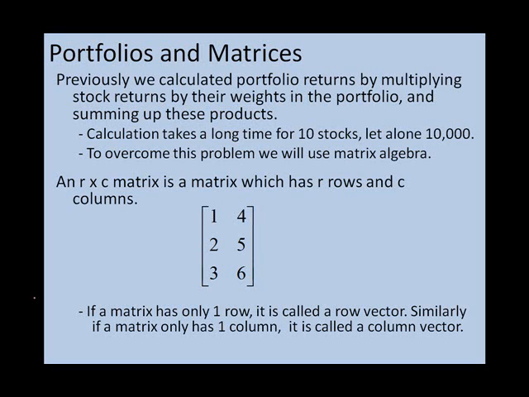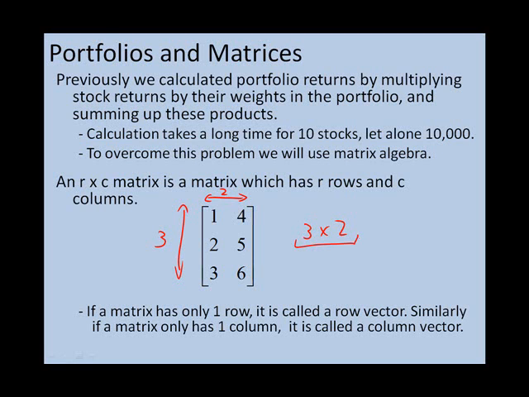Let's step right into what a matrix is. An R by C matrix is a matrix that has R rows and C columns. In this case, we're looking at a 3 by 2 matrix. We have 3 rows and 2 columns. If a matrix has only one row, it's called a row vector, and if a matrix has only one column, it's called a column vector.